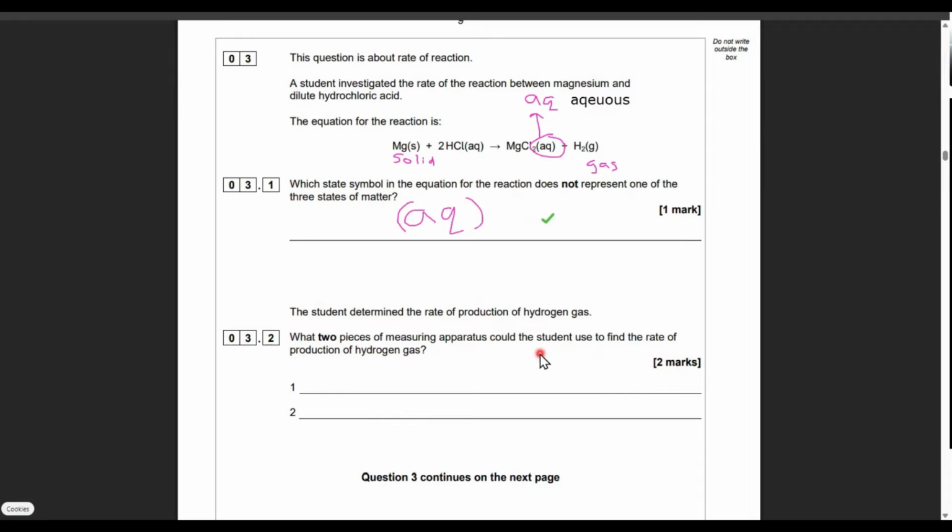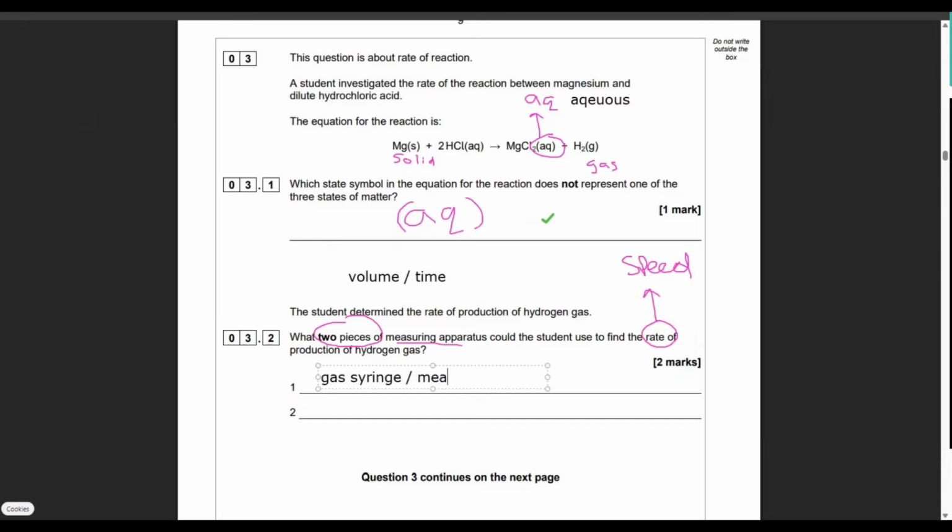What 2 pieces of measuring apparatus could the student use to find the rate of the production of hydrogen gas? Now think about the word rate, R-A-T-E. It means speed. Pause the video, have a go at this one. Okay, so if you wanted to measure the speed of something, what 2 things would you need? Now we know if you're doing physics, speed is distance over time. Rate, R-A-T-E, speed is always measured over time.